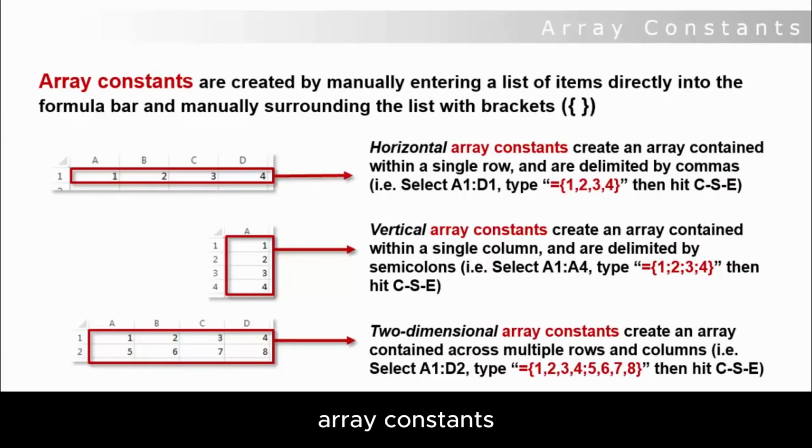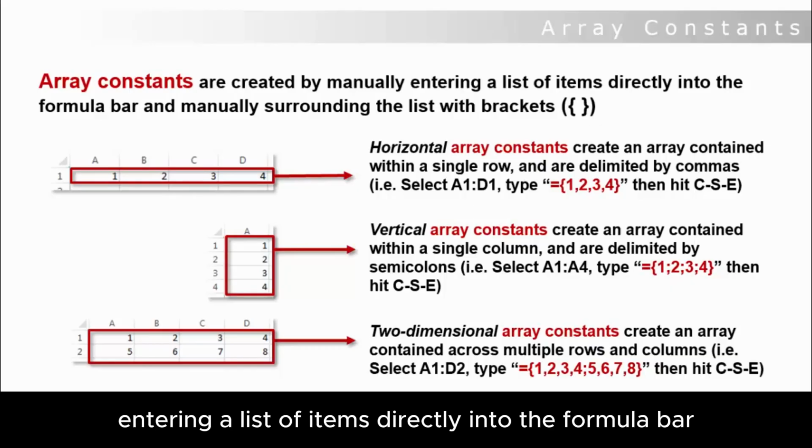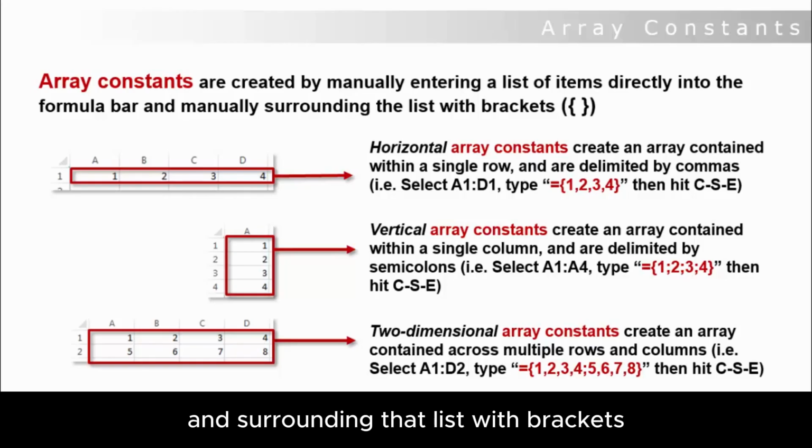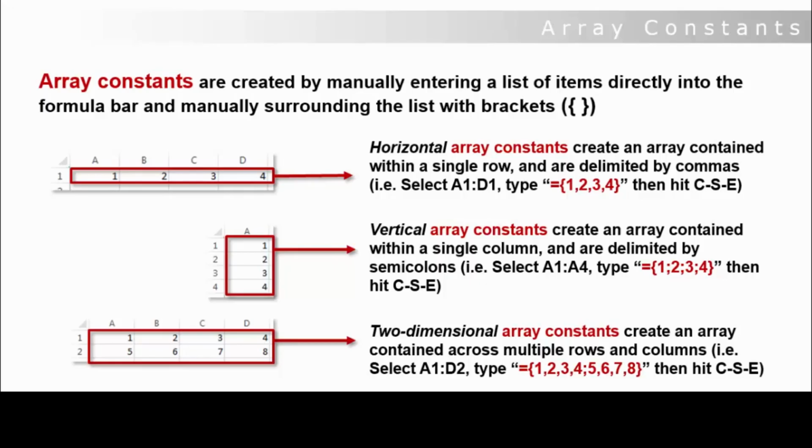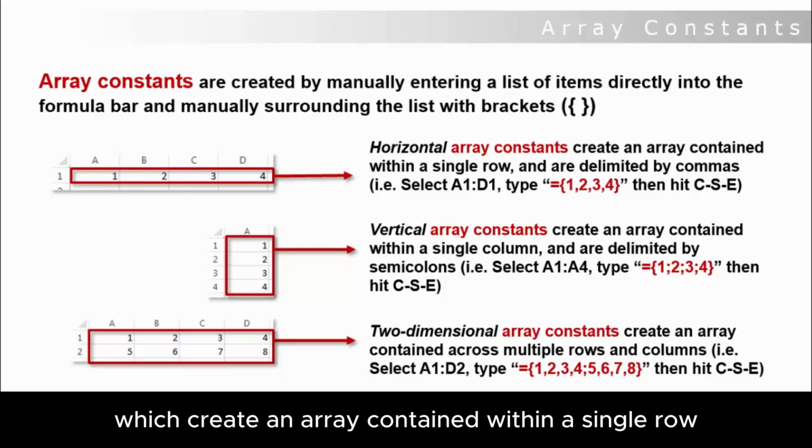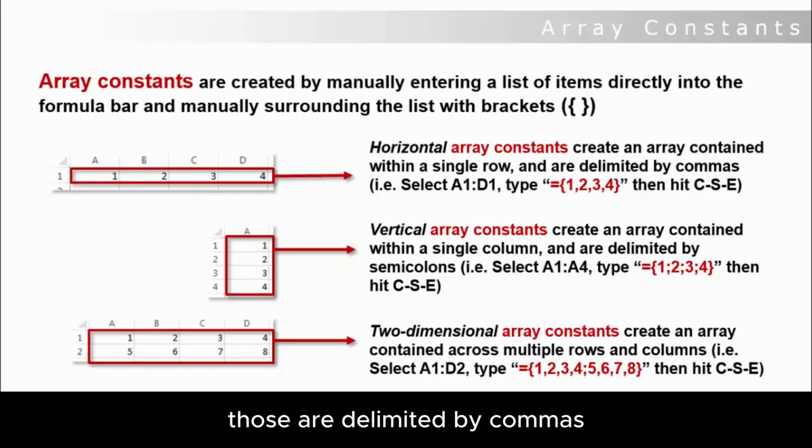Okay, so array constants are arrays that are created by manually entering a list of items directly into the formula bar and surrounding that list with brackets. So there are three types. There's horizontal array constants, which create an array contained within a single row. Those are delimited by commas.